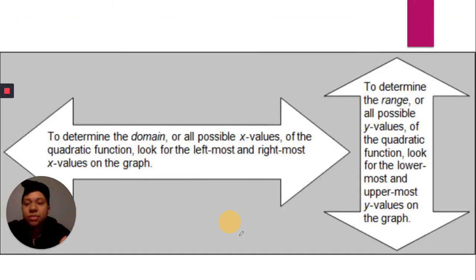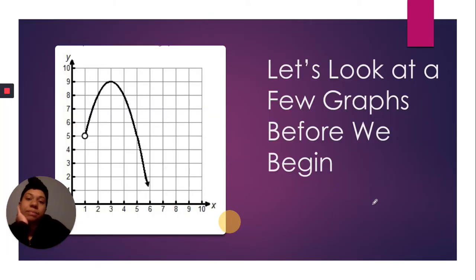So here's a nice visual. Determine the domain: it's all your possible x values, from the leftmost to the rightmost x values on the graph. And for range, it's your lowermost to the uppermost y values on the graph. So let's look at a few more graphs before we begin.